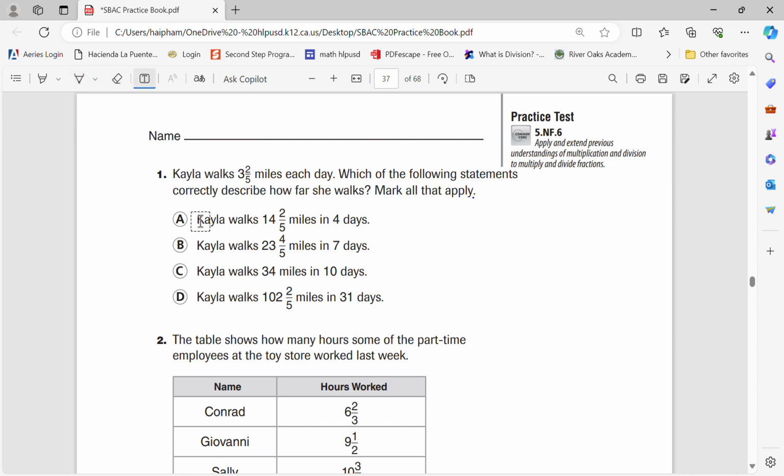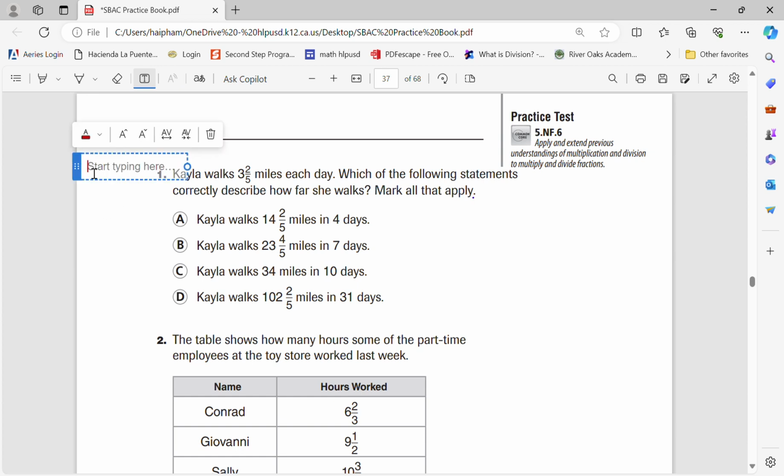Hi, it's Mr. Pham again, and today we're going to look at SB pages 37 to SB38 from your Getting Ready for the Smarter Balance assessment book. Let's dive into this. Today we're going to be working on multiplying fractions and mixed numbers.